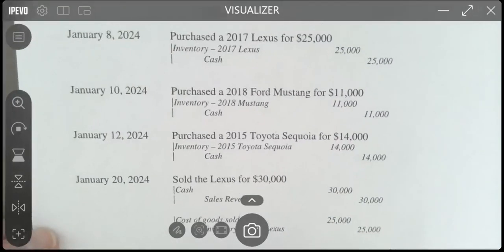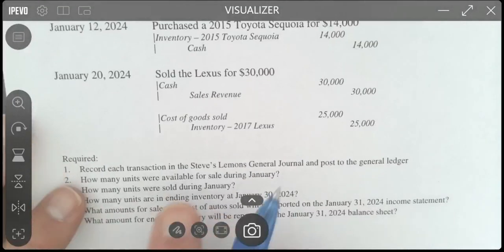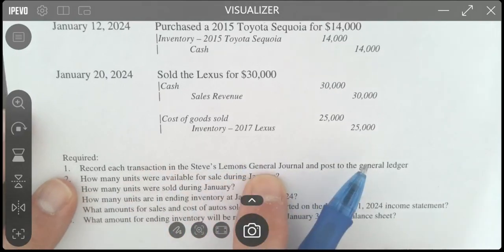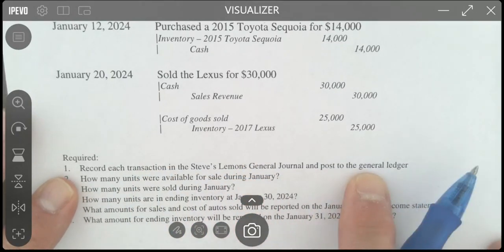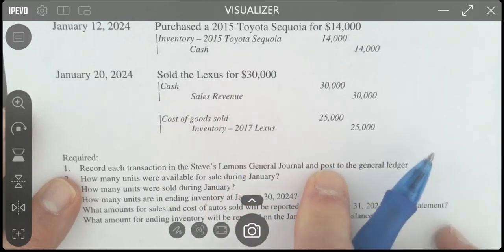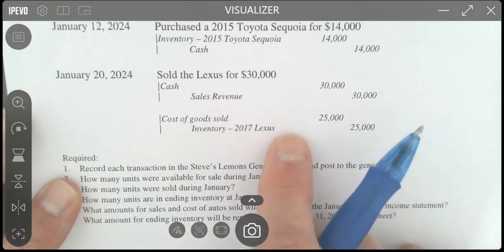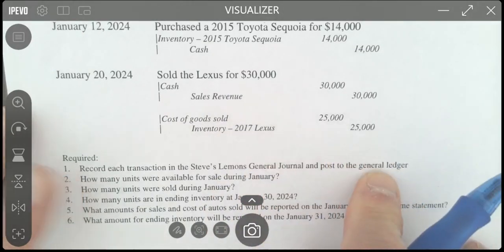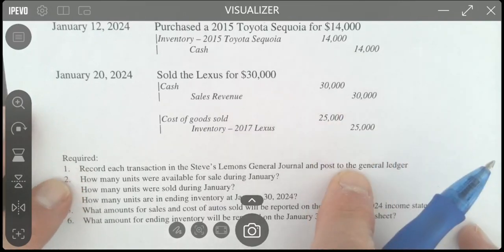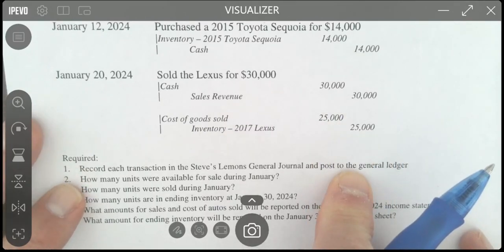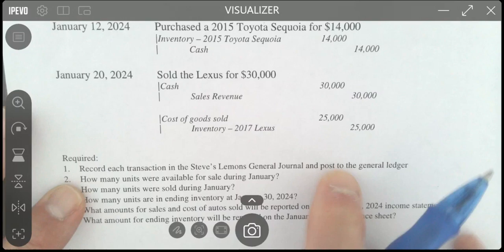Item number 1, requirement number 1 is to record each transaction in the Steve's Lemons General Journal and post to the General Ledger. Okay, so I've got the journal entries up here, so go ahead and make your own General Ledger and post them to the ledger. I won't bore you with that.